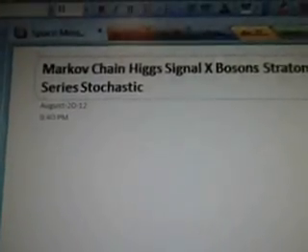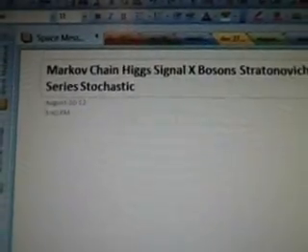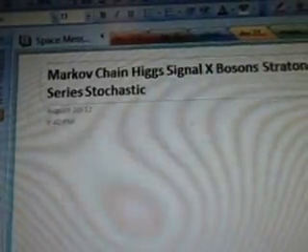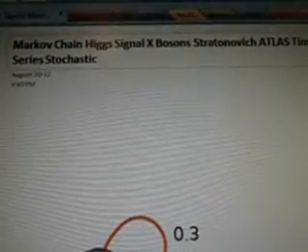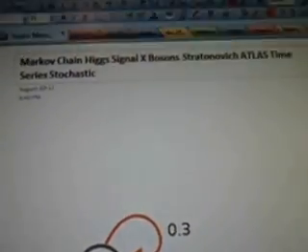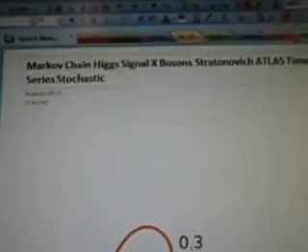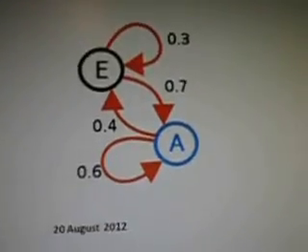This is research, and I'm going to be making formulas out of the keywords in the data, okay? So there's Markov chain, Higgs signal, X Boson, Stratonovich, Atlas, time series, stochastic. So this is actually, sorry, I'm not in the well, I'm in the Higgs right now. I'm bouncing back and forth between the two.